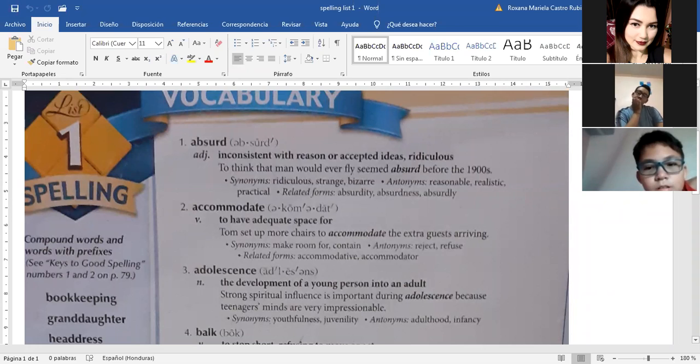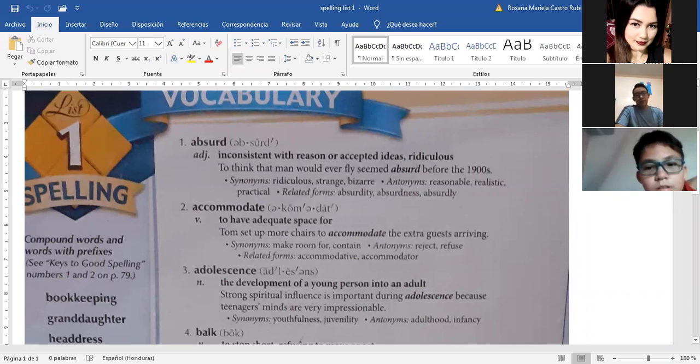Who knows that translation into Spanish? Absurd. Who knows? Jose. Absurdo. Exactly. Can you please spell the word in English? Spell it. A-B-S-U-R-D. Absurd. Excellent. Tell me a sentence with that word. It's absurd that my brother thinks that he can't manage the English. Exactly. Great job. Now number 2.